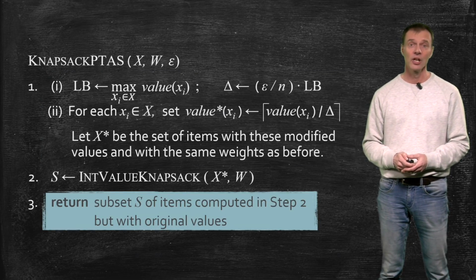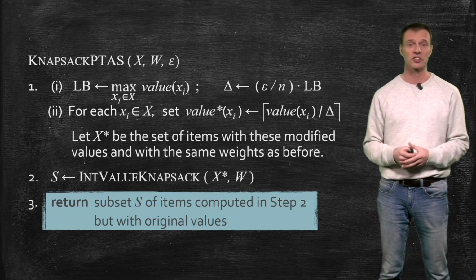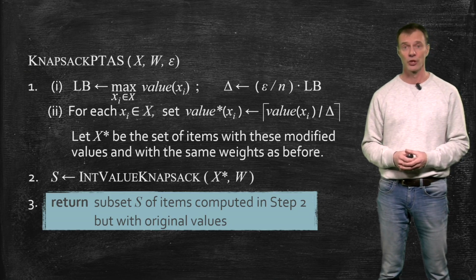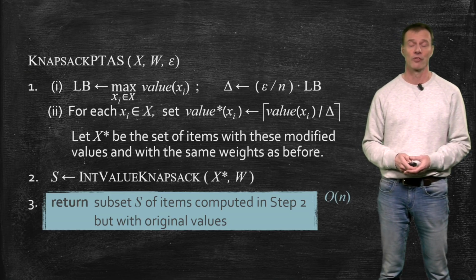Then step 3 is also very easy to analyze, because there we just take the subset that we computed in step 2 and report it. And reporting, well, we have at most n items, so again, this is at most O of n.